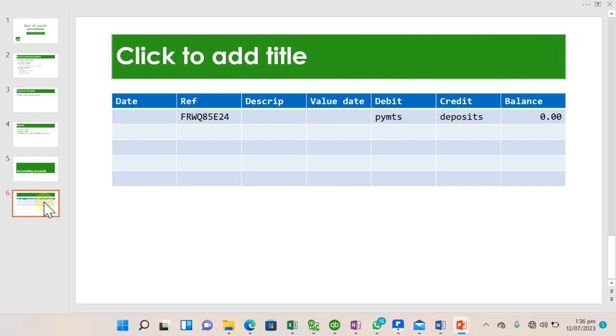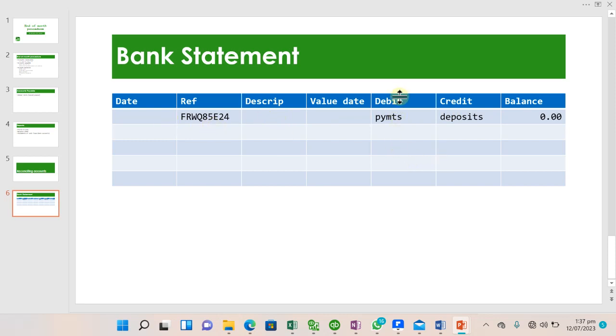Usually, as I've said, this one will require you to have a bank statement, and that bank statement basically takes this form. You usually have date, reference number, description, value.